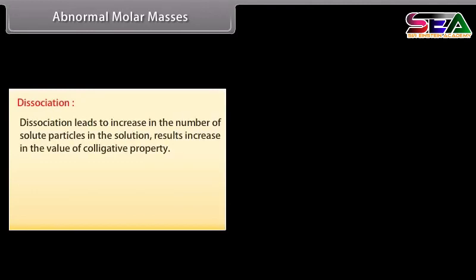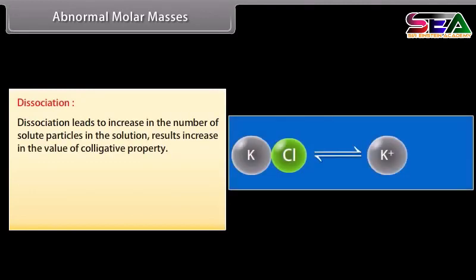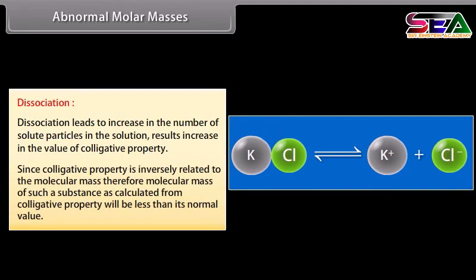Dissociation. Dissociation leads to increase in the number of solute particles in the solution, results increase in the value of colligative property. Since colligative property is inversely related to the molecular mass, therefore, molecular mass of such a substance as calculated from colligative property will be less than its normal value.